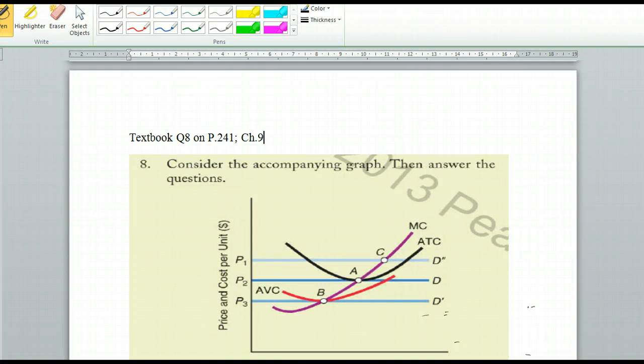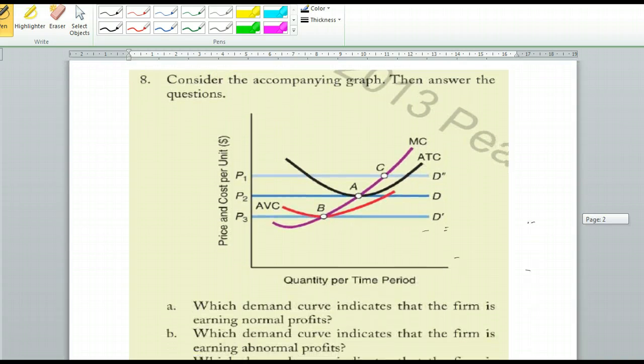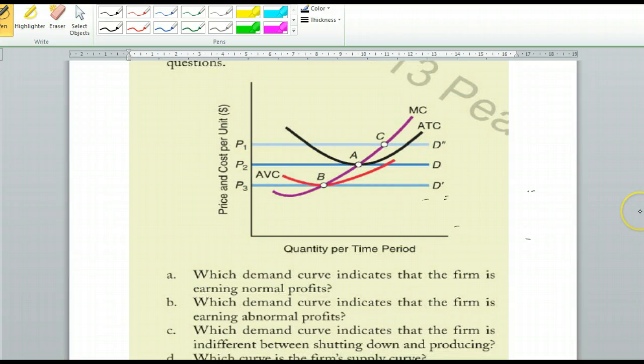Okay, this is question 8 from textbook page 241 based on chapter 9. So question number 8, consider the accompanying graph, then answer the questions. This graph has the possible prices faced by a competitive firm, and average of the total cost, average of the variable cost, and marginal cost, as you can see.